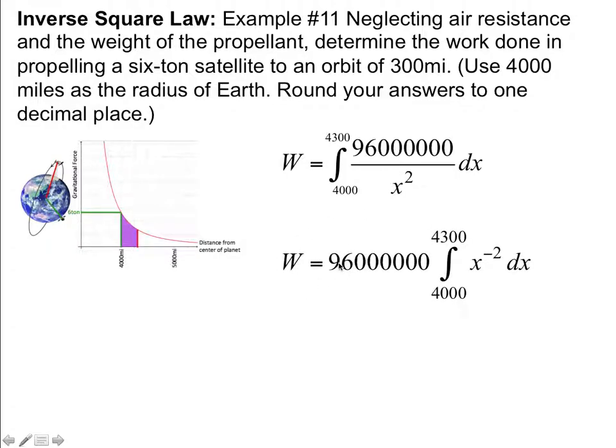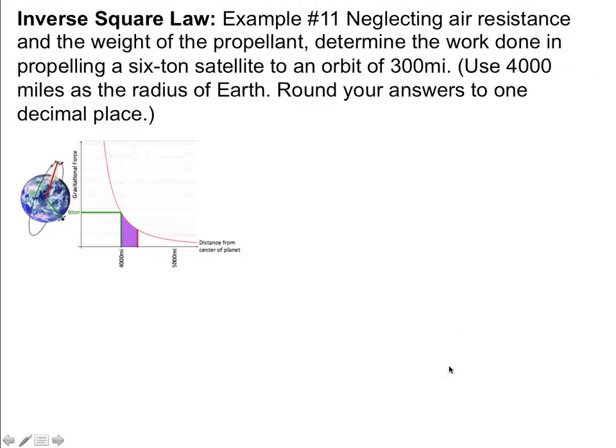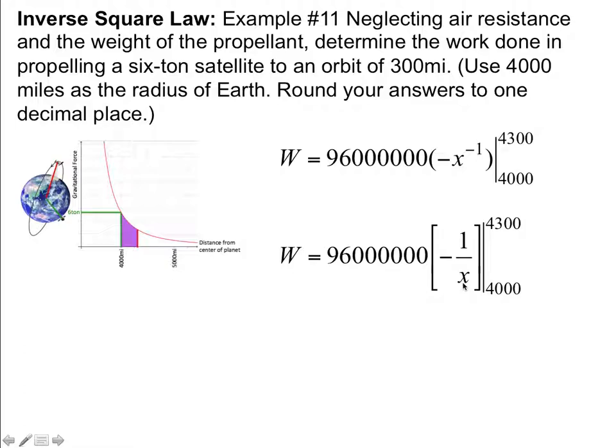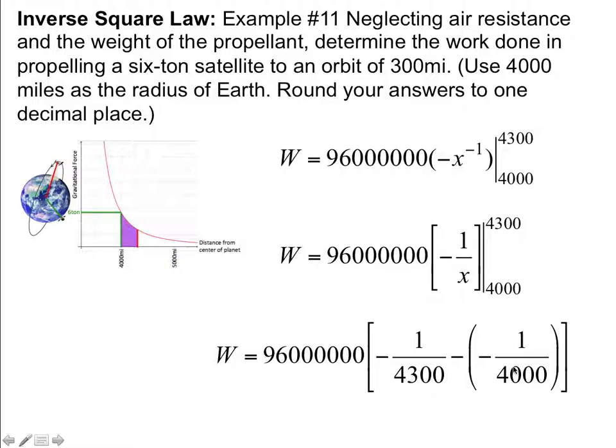So I'm going to factor out the constant of 96 million. I'm going to convert this to a negative power, and then I'm going to do the power rule. And so we end up having 96 million times negative 1 over x. So if I get that repositioned to be a little more familiar to you, then we can put in our bounds of 4,300 and 4,000. And at this point, you can just leave the answer as such, or if you want to grab a calculator, that ends up being 1,674.4 ton-miles. That's the amount of work required to move that satellite into orbit from the surface of the Earth.